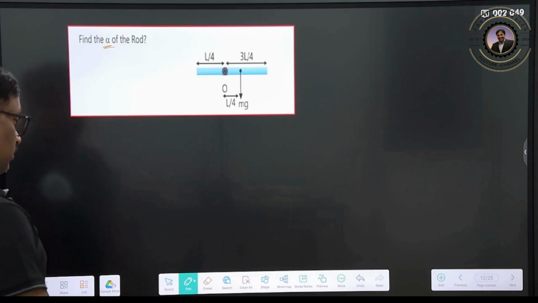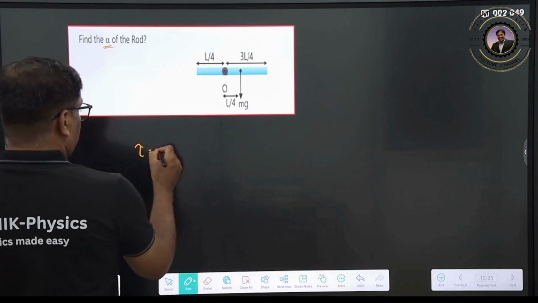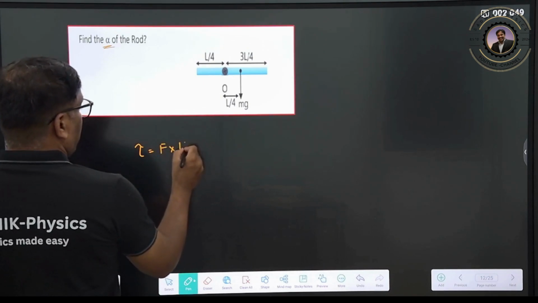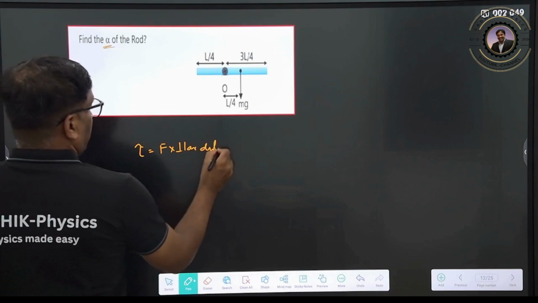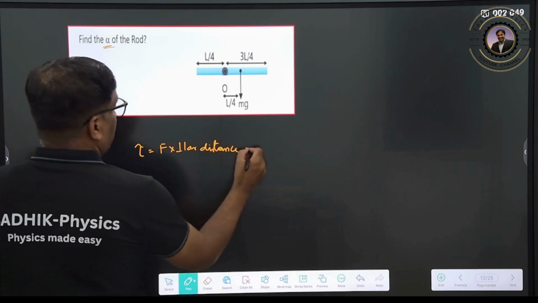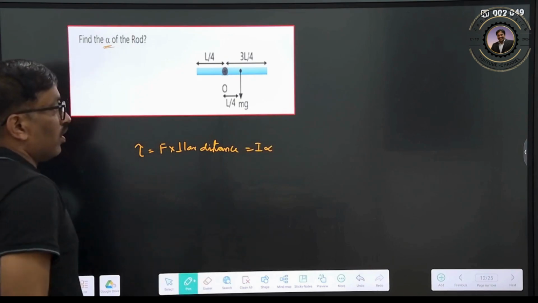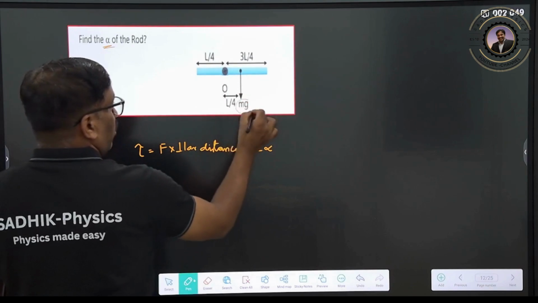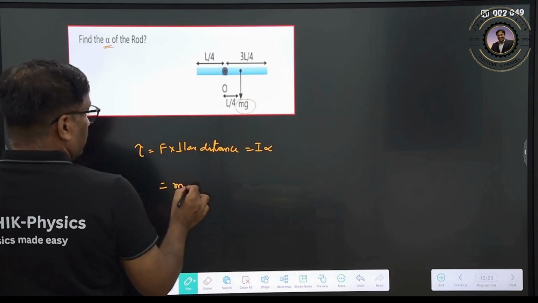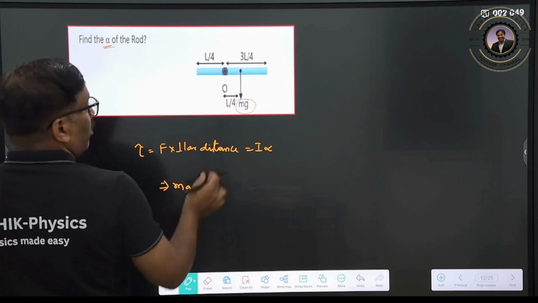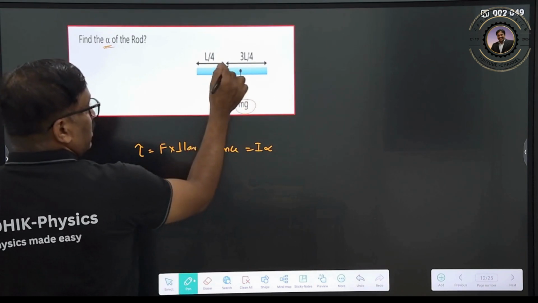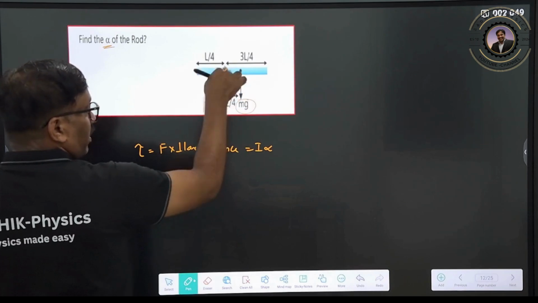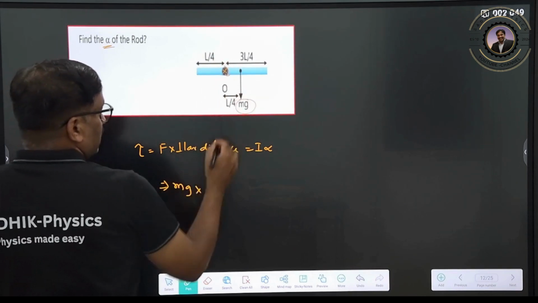Alpha means torque is equal to force into perpendicular distance, and it will be equal to I alpha. So which force is responsible here? You try to observe this one. Only mg is the force there. What will be the perpendicular distance? This is your point of suspension. It will be a hinge at this point. This distance is L by 4.